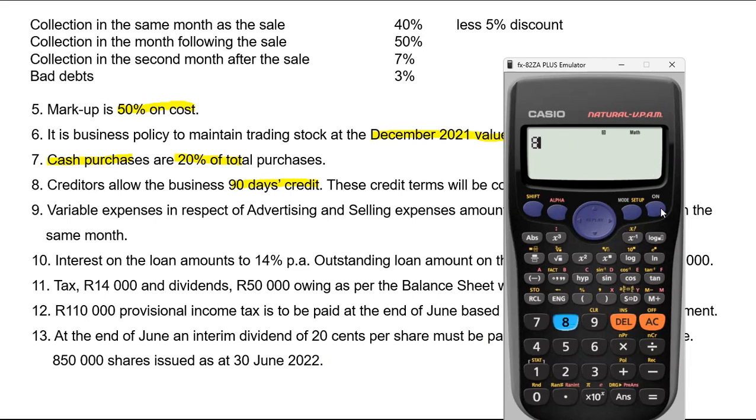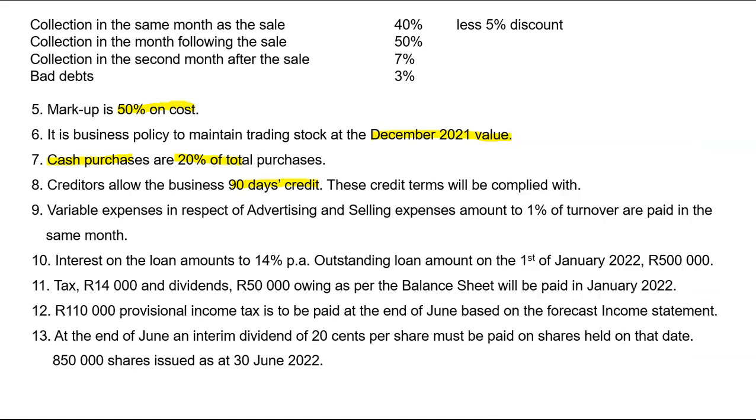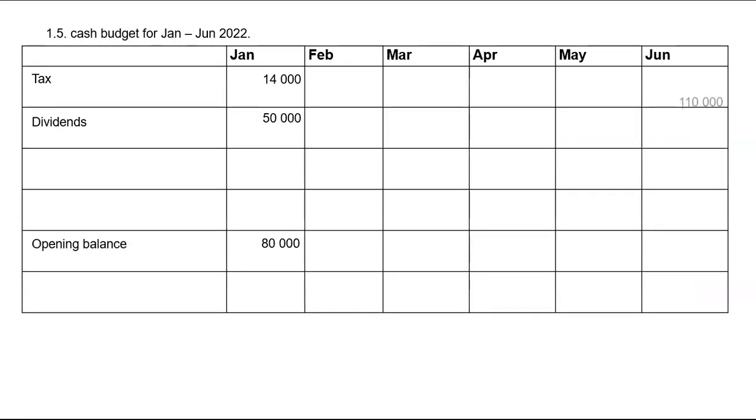Now I'm just calculating my interim dividends for June. The number of shares issued were 850,000 times it by 20%. It gives me 170,000 that will be recorded under June under the payments in your cash budget. The other one was tax, the other one will be dividends. Add all your payments up and this is what you will get.